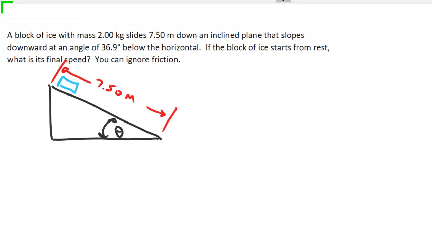And it starts out at rest at the top. I'll just call the top point 1 up here. So this is position 1, like an initial position. And then this is position 2, like our final position. So the block is going to start up here at 1 and then move down here to 2. Okay, so we want to know how fast it's going here.